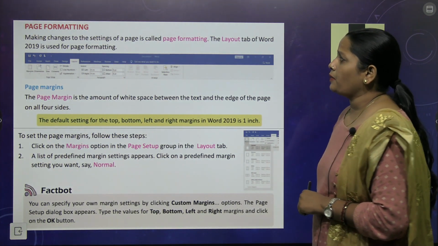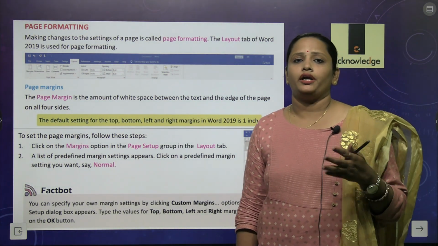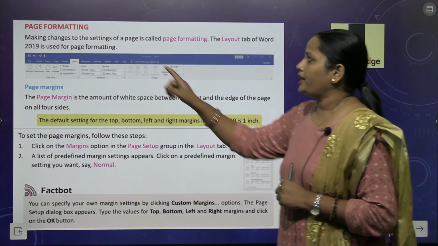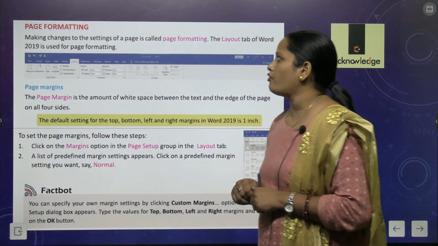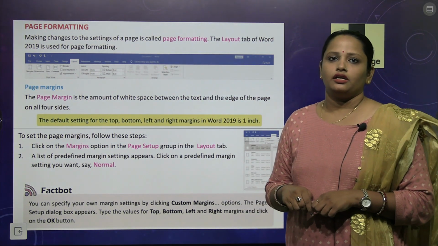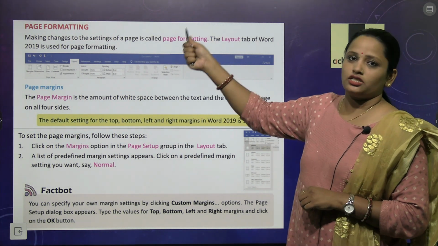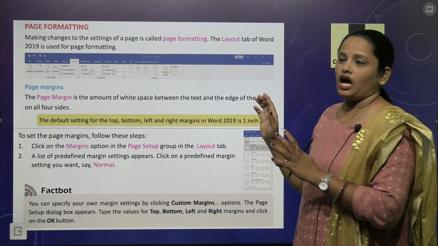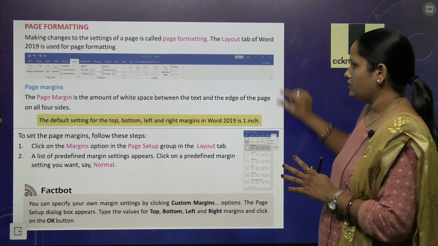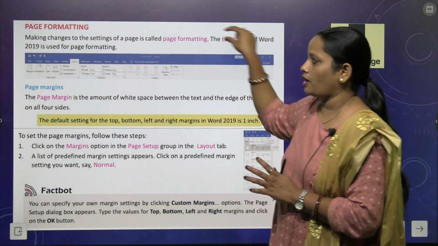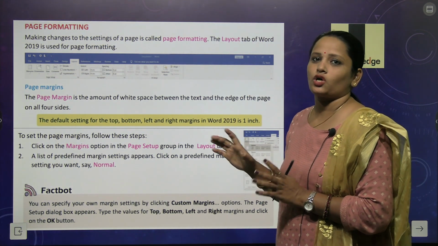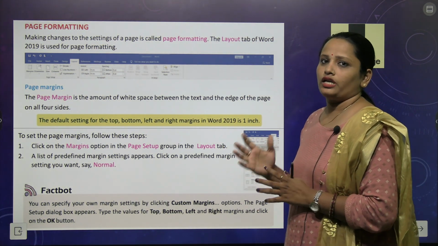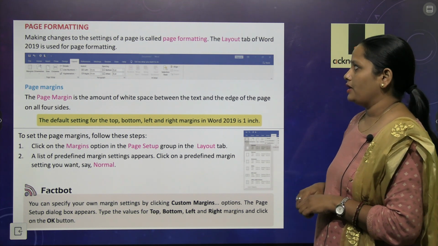Okay, next is page formatting. How can we format a page? Making changes to the settings of a page is called page formatting. I am making changes in the settings of the page: how the page should look, how much space should be left on the corners, on the top side, on the bottom side. This is called page formatting.